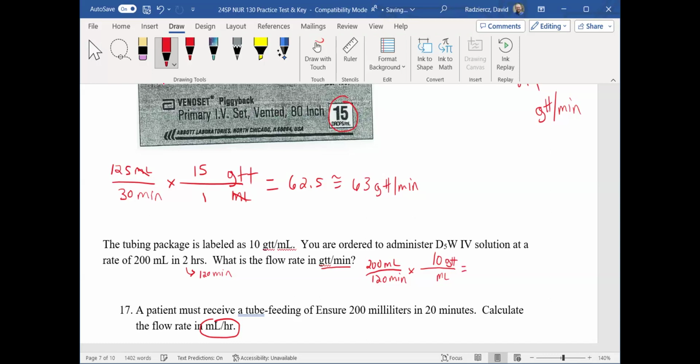And that's where you get the 16.6 repeating. You're going to round that to the nearest whole drop, because you can't give somebody a partial drop. You can't give them a half a drop. You can't give them a quarter of a drop. It's either 1 drop or 2 drops. There's no in between.